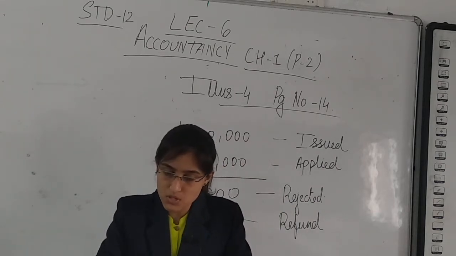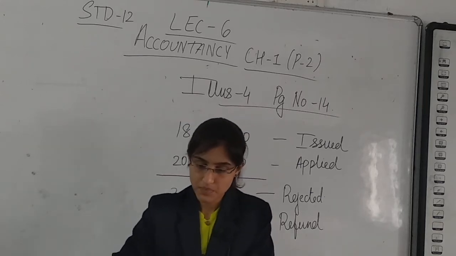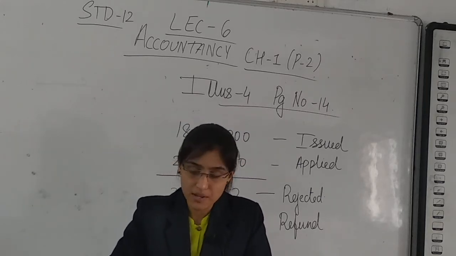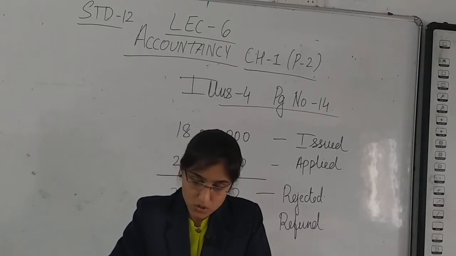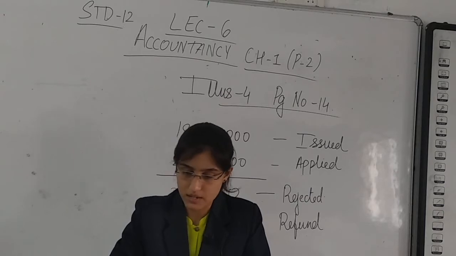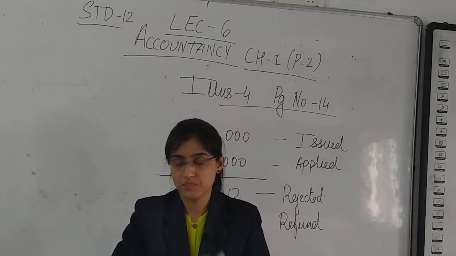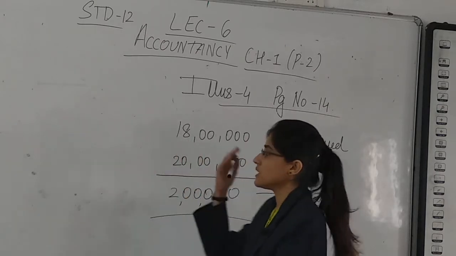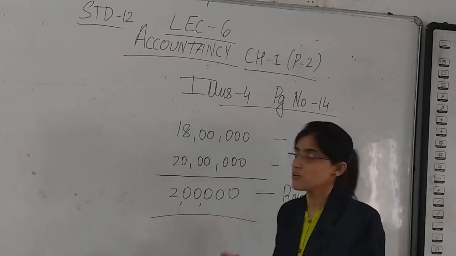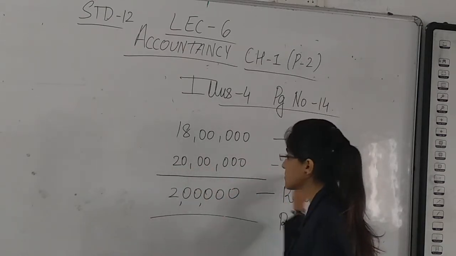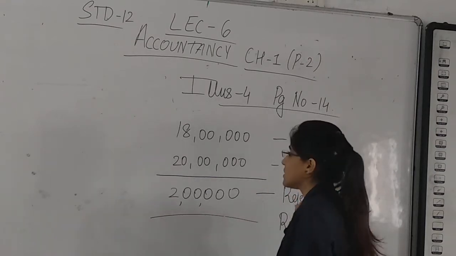Amount on shares was called up as under. On application rupees 3, on allotment 2.5, first call rupees 2 and on final call rupees 2.5 again. This makes it completely 10 rupees. I repeat, the company has issued 18 lakh shares. Applications have been received for 20 lakh shares. Excess applications are of 2 lakh, rejected and refunded.